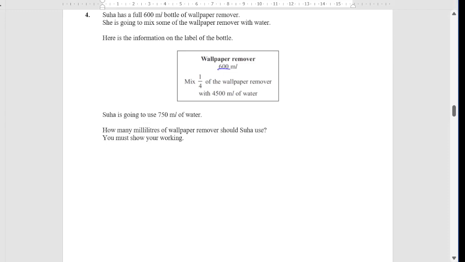Okay, so in effect, this is our recipe to make 600 milliliters. So if the bottle was 600 milliliters, I'd mix a quarter of that. So that would be 150 milliliters of wallpaper remover with 4,500 milliliters of water. And we want to make 750. So to get from there to there, rather than do 4,500 divided by 750, I'm actually doing 450 divided by 75.